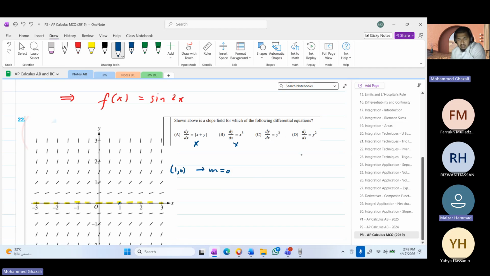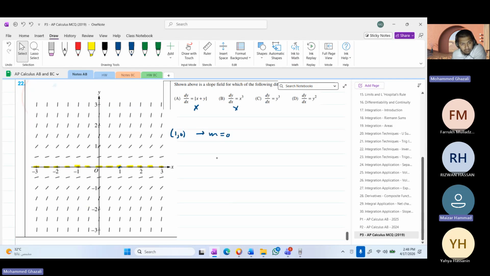And D would be correct as well. But now we need to determine what type of function this is. C and D are both correct, but we need to look at different slope fields now. Let's substitute higher up. Let's go one up here. We are substituting 1, 0, and we are getting slope 0. So now let's go one higher up.